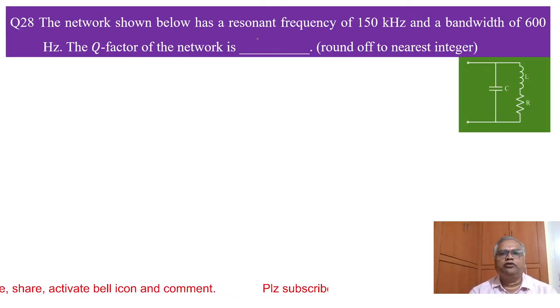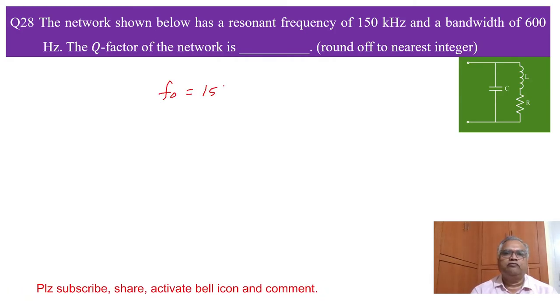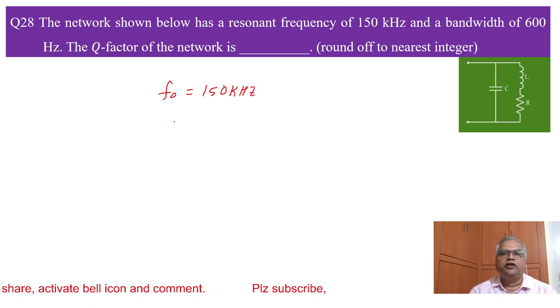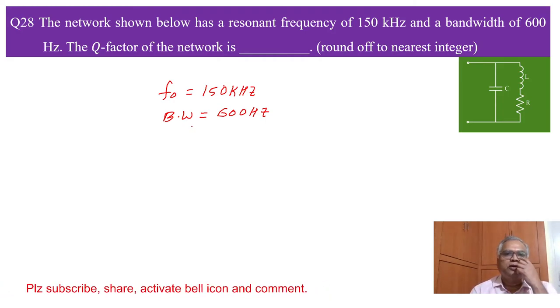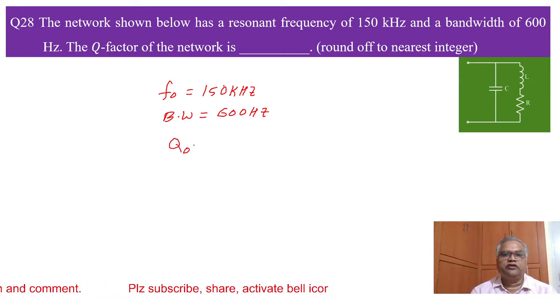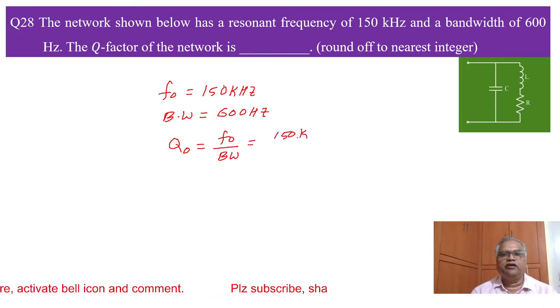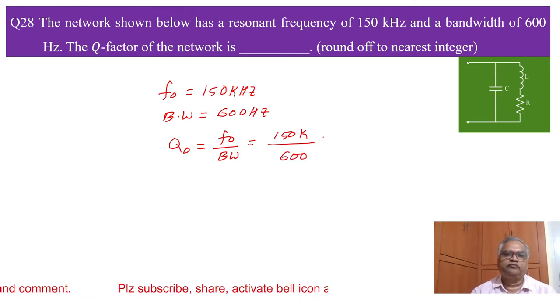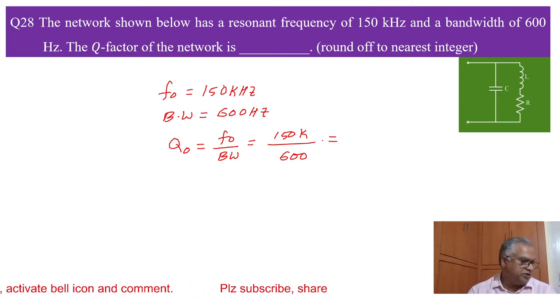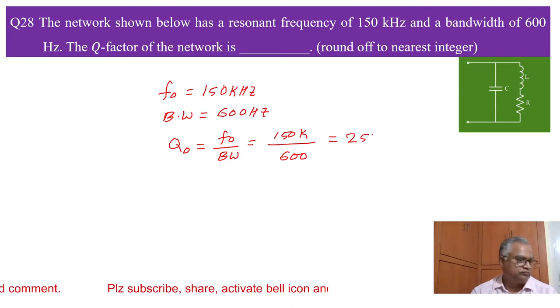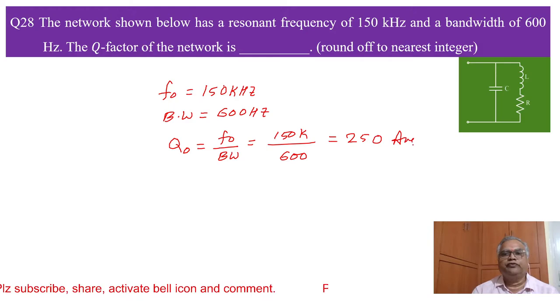The network shown below has a resonant frequency of 150 kilohertz and bandwidth of 600 hertz. The Q factor of the network, whether it is series or parallel, any circuit, is nothing but F naught by bandwidth. So what is F naught? 150k, bandwidth is 600. So this you have to simplify. You will get 250. So 250 is the answer.